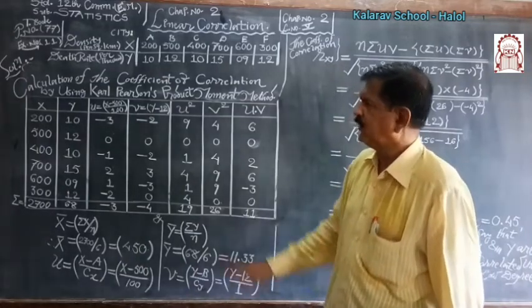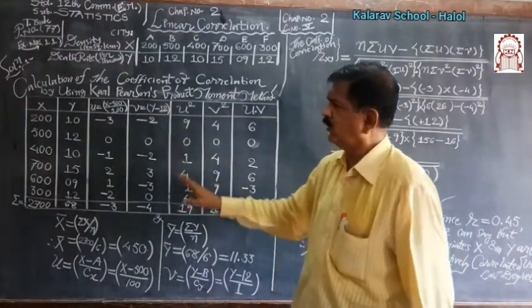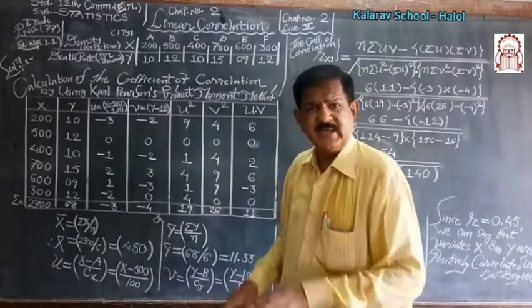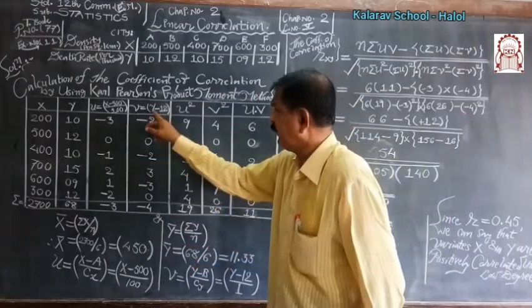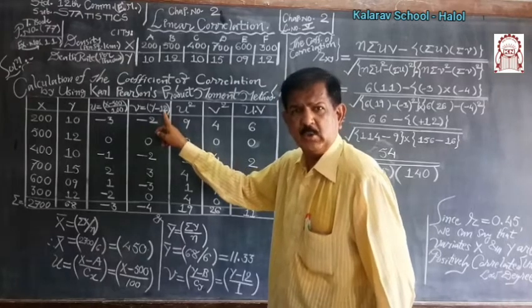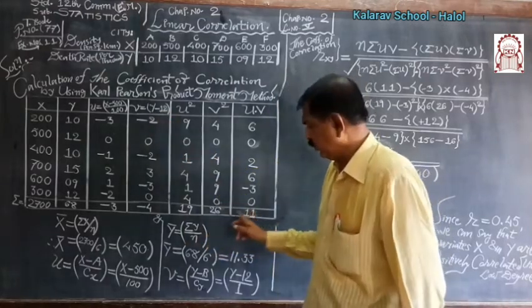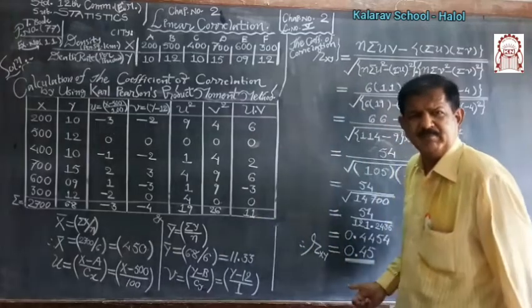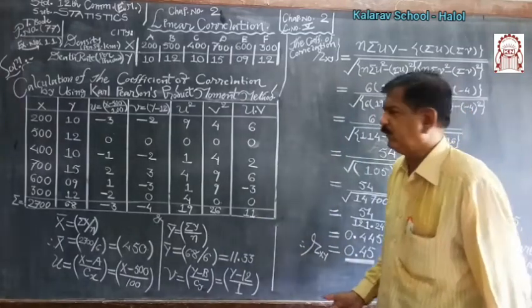Now for v we simply subtract 12. You may subtract 10, you may select any value. Not necessarily 12, I have taken 12. You may take 10 also. Therefore, the final answer would remain the same. There is no change in the final answer.